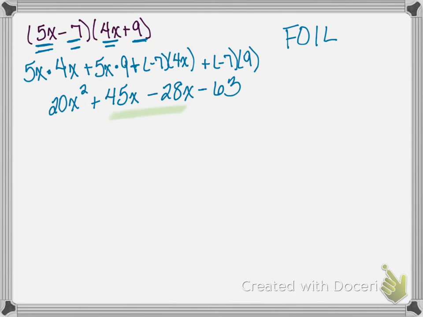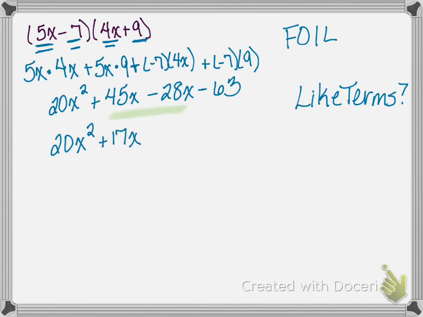It happens often, not every single time, but very often we're able to combine those middle terms. So you always want to ask yourself, do I have like terms? Are there any like terms that can be combined? So you always want to ask yourself that. So I've got 20x squared plus 17x minus 63.